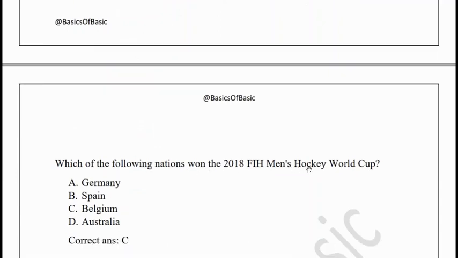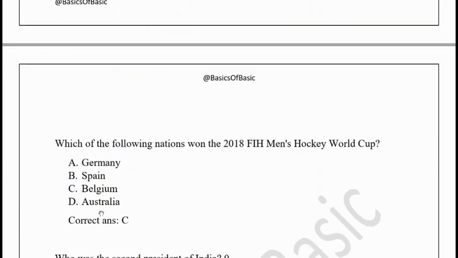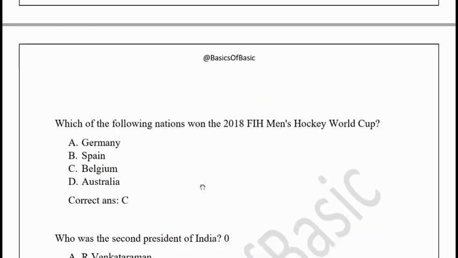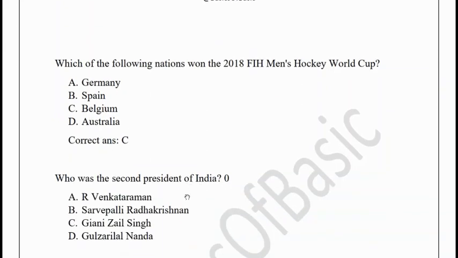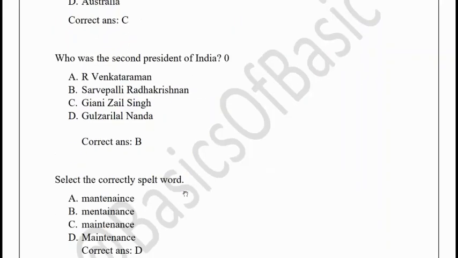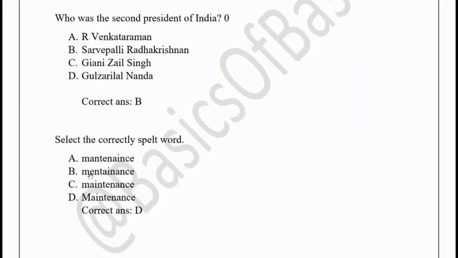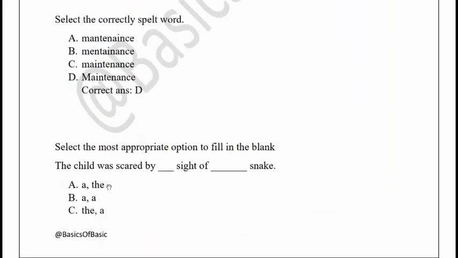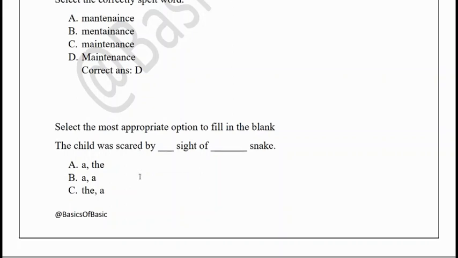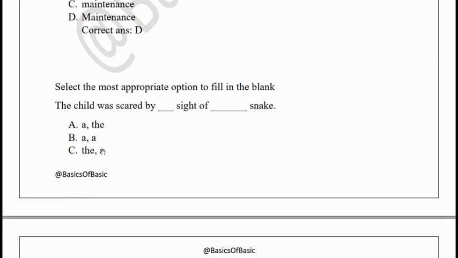Which of the following nations won the 2018 FIH Men's Hockey World Cup? That is Belgium. Who was the second president of India? It is Sarvapalli Radhakrishnan. Select the correctly spelled word. This is where the English part starts. So you can see the English part is a bit easy. The grammar, if you are good at grammar, then you can surely solve.